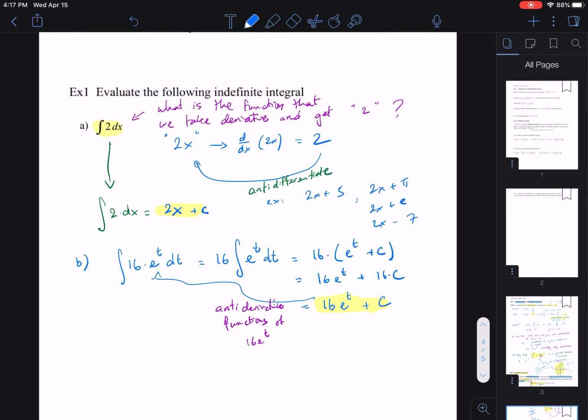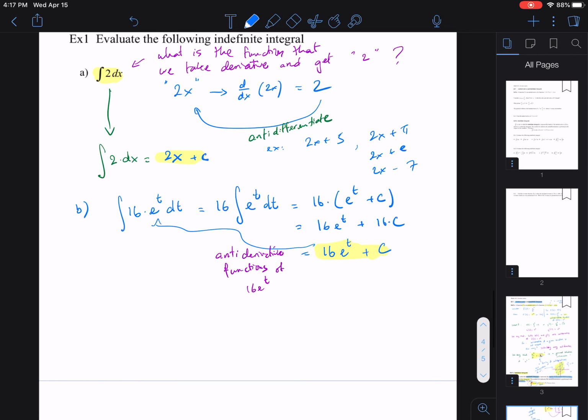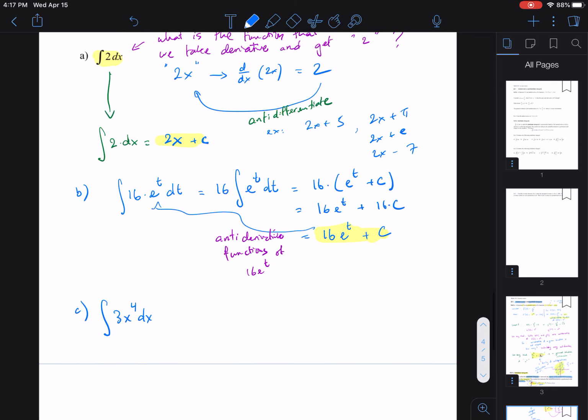All right, so next, let's do part C. What is the integral of 3x to the 4th times dx? Well, let's use the previous result to move that 3 out first, and then just focus on figuring out the antiderivative of x to the 4th.